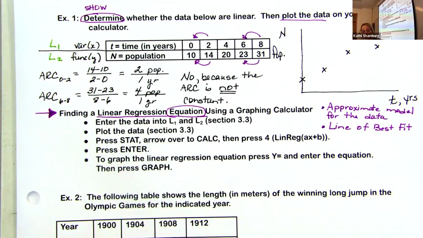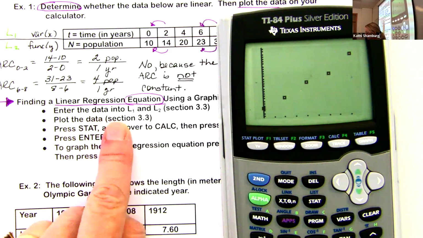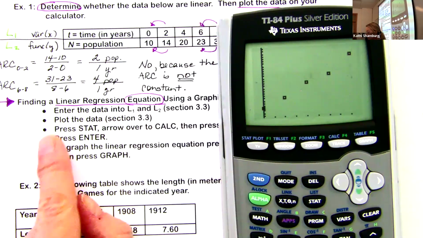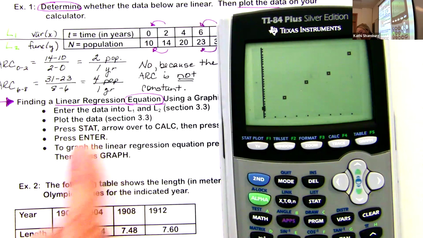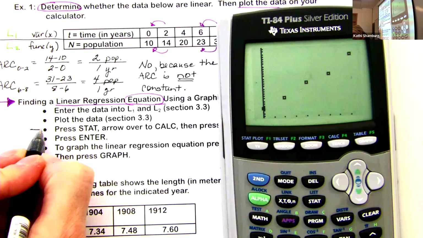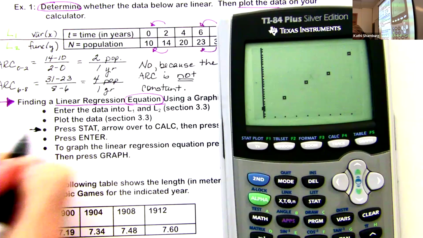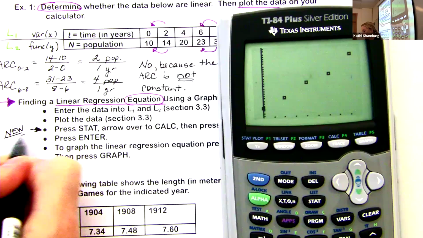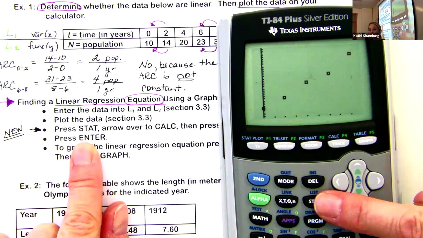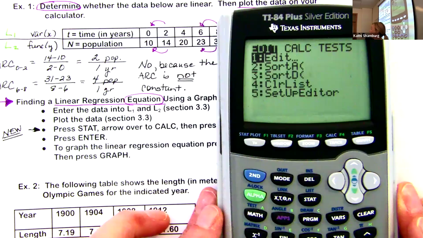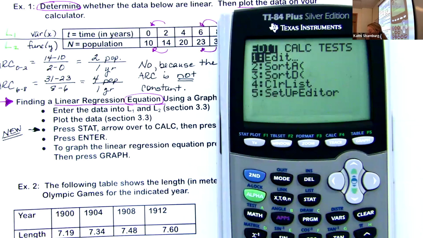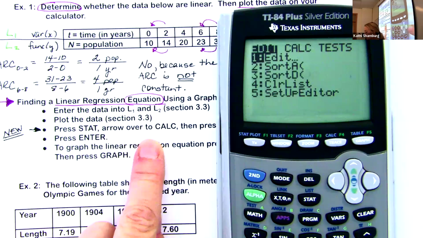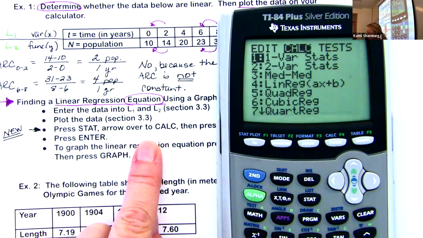Okay, so I'm going to show you how to do that. All right, we've already entered our list 1 and our list 2. We have already plotted the data. So we've already done that. Okay, this next step is what is new. Where it says press stat. Now, when we went to put in list 1 and list 2, we pressed stat and then we chose to edit, correct? Okay, well, now what we're going to do is right arrow over to calculate.